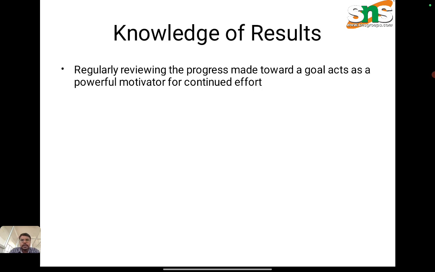Next method is knowledge of results. Regular review of the progress made towards a goal acts as a powerful motivator for continuous effort through the evaluation of the individual. We evaluate through an examination, a test, assignment work or a viva. In this way they can observe and evaluate the knowledge of the person.